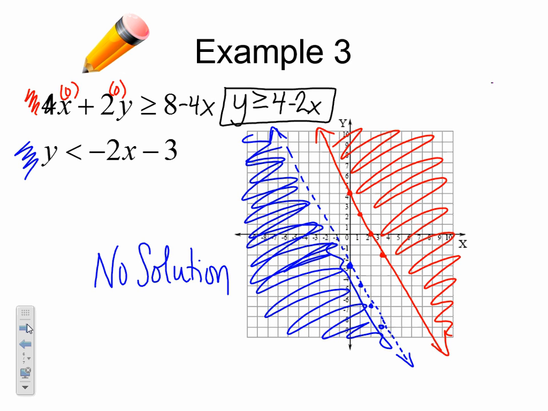Now keep in mind, not all parallel lines when there's shading involved will be no solution. All I would have needed to do if I would have changed this to greater than, we would have shaded the other side of the line, and then that would make some shading overlap. So be thinking about that. If that problem just had that inequality switched around, that would have changed my whole solution region. So that inequality plays an important part in determining where the shading is overlapping.